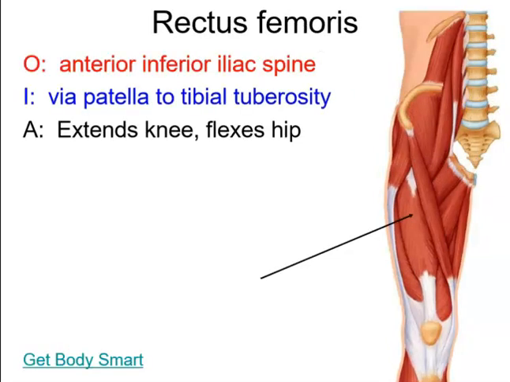The first muscle is the rectus femoris muscle. When you hear the word rectus, that means straight. So this is a straight muscle. Its origin is the anterior inferior iliac spine of the hip. Its insertion is into the patella to the tibial tuberosity of the tibia. And its action includes extension of the knee and flexion of the hip. So this muscle right here is the rectus femoris muscle, which you can see anteriorly on the thigh. Again, it helps with extension of the knee and flexion at the hip.